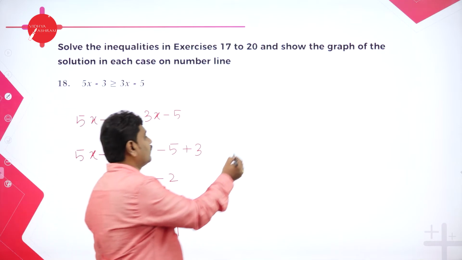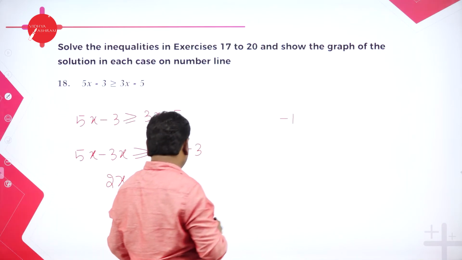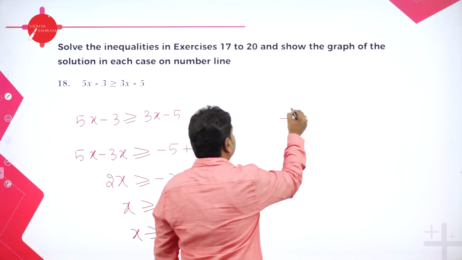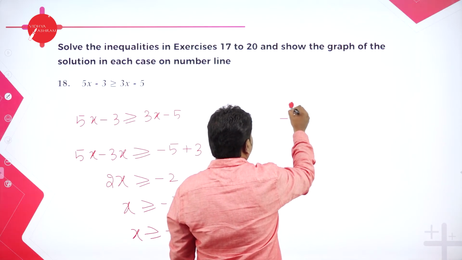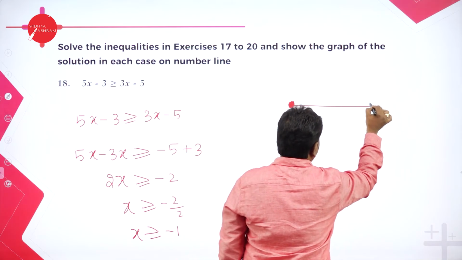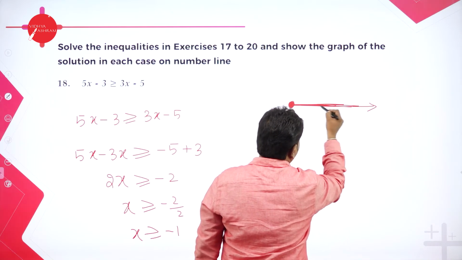So on the number line we'll have minus 1, and including minus 1. Greater than means shade right, including minus 1. So minus 1 is included, so I should take a thick, dark bubble, and I should shade towards what? Greater means I should shade towards the right. So right side, this is the solution on the number line.